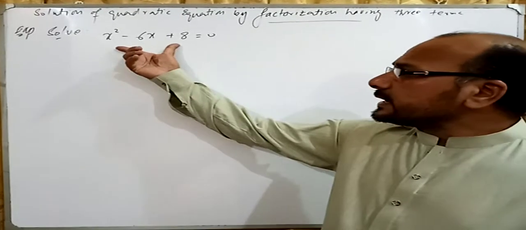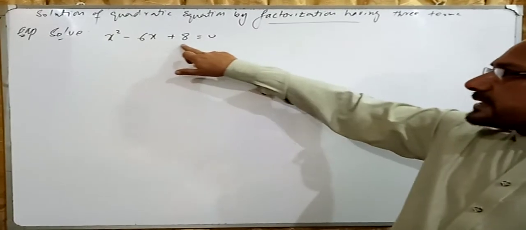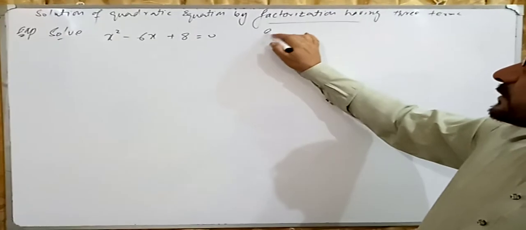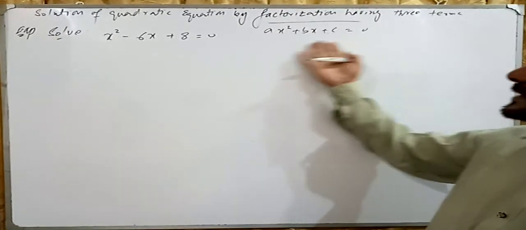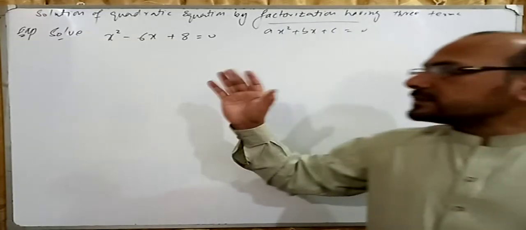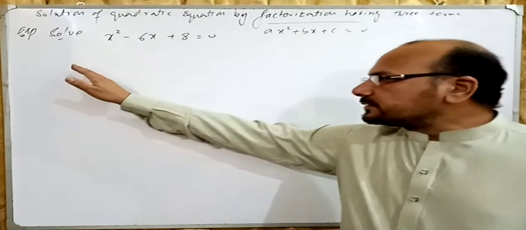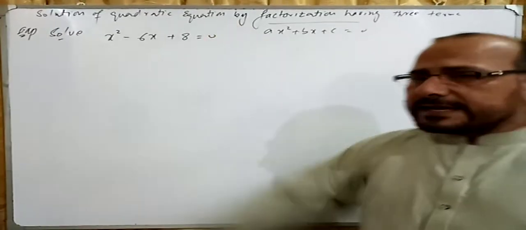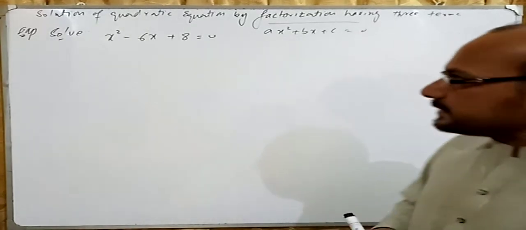Now if you see, here we have an equation like x square minus 6x plus 8 equal to 0. So first of all we have to compare the equation with this form, ax square plus bx plus c equal to 0. This is the standard form of the quadratic equation. Before making the factors, you have to convert all the terms to one side of the equation, and the other side should be equal to 0. If you are not making it equal to 0, it means your factorization is wrong. Remember this point, this is very important.